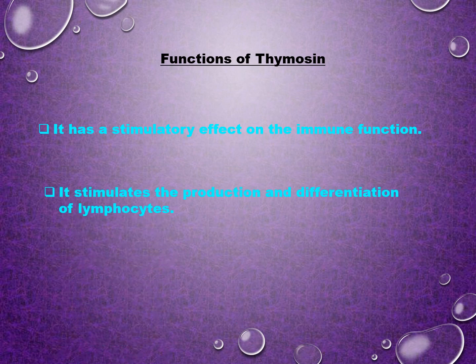It stimulates the production and differentiation of lymphocytes. Lymphocytes are white blood cells. White blood cells are of five types, and lymphocytes are one type. Thymosin increases the production of lymphocytes.